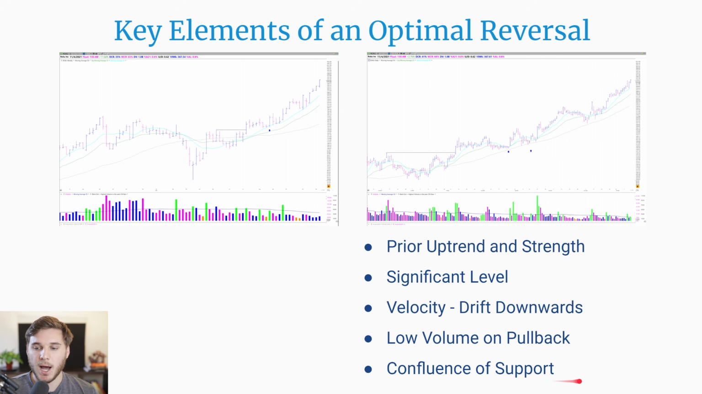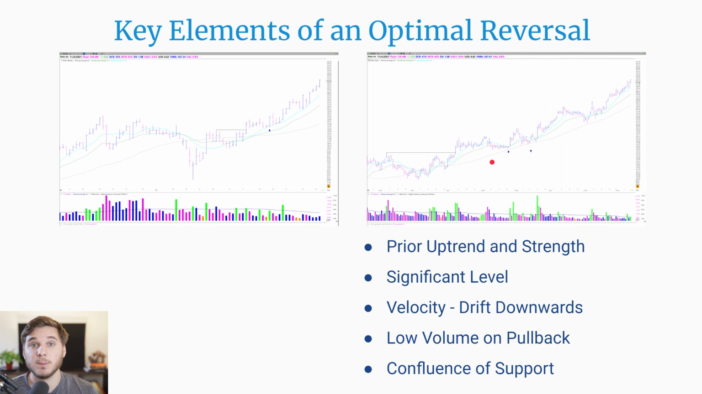And lastly, we've got the confluence of support. So here with Roku, we've not only got a drift back into the 50-day, 10-week area, we've also got this prior resistance level that has now transitioned to support. So you've got that added edge as well. And when we're making trades, the more edges we have in play, the higher the probability of a stock working like this, because more people are watching that particular setup, and institutions right here are clearly not distributing stock because of very tight price action on low volume.